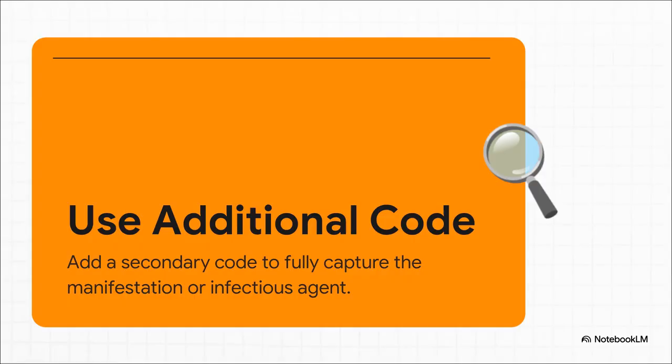On the flip side, we have the use additional code note. You'll find this hanging out at the etiology code, and it's basically instructing you to add a secondary code to fully capture the manifestation or maybe the infectious agent, like severe sepsis organ dysfunction. Basically, if you have an etiology that causes a cascade of issues in the body, this note is your giant red flag reminding you that one code just isn't enough to tell the whole story. You need those secondary codes to reflect the true severity of the illness, which, as we know, directly impacts your CC and MCC capture.